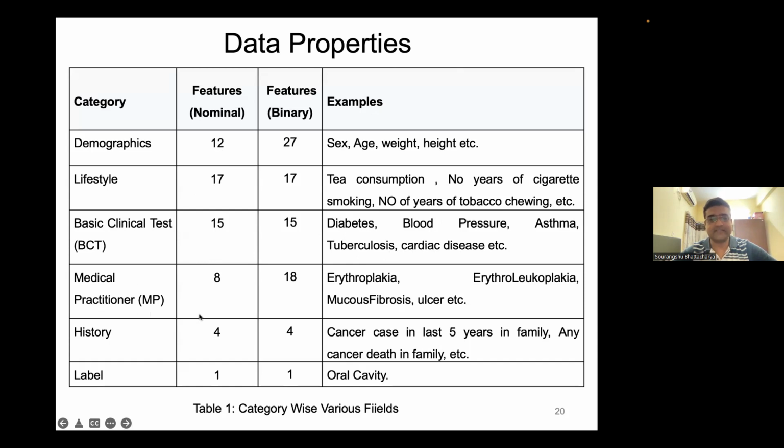You can see some example features: diabetes, blood pressure, asthma, tuberculosis, cardiac disease, etc. Then 8 medical practitioner features, such as erythroplakia, erythroleukoplakia, and so on. These are recorded by some sort of medical practitioner. We don't know for sure whether it was a doctor or a clinician. And then there were 4 history related features. The key idea is that the medical practitioner features already require some kind of manual medical help. Of course, the basic clinical tests also require that, but they may be more accessible. The demographic, lifestyle, and history related features can be collected relatively cheaply and easily.